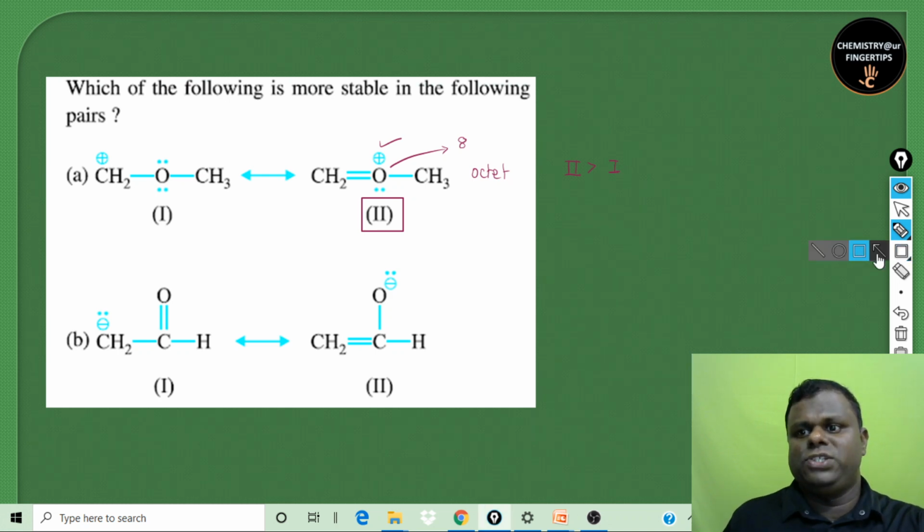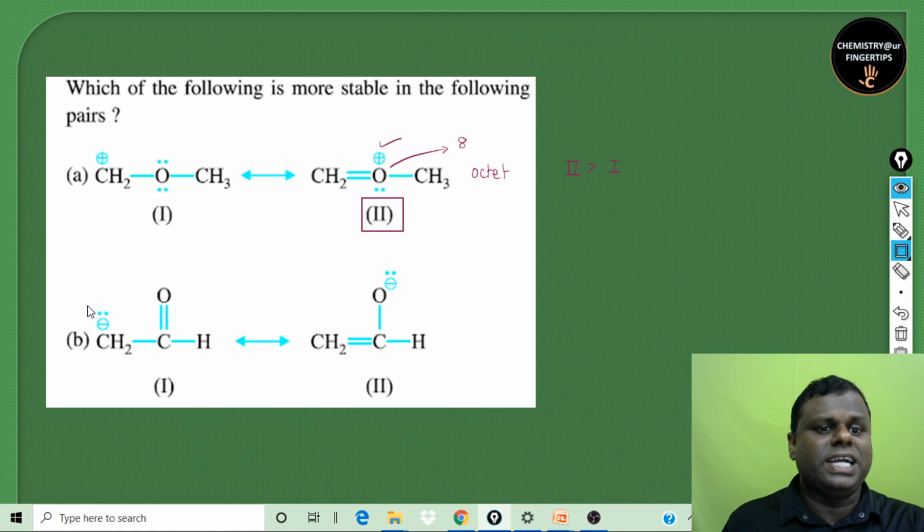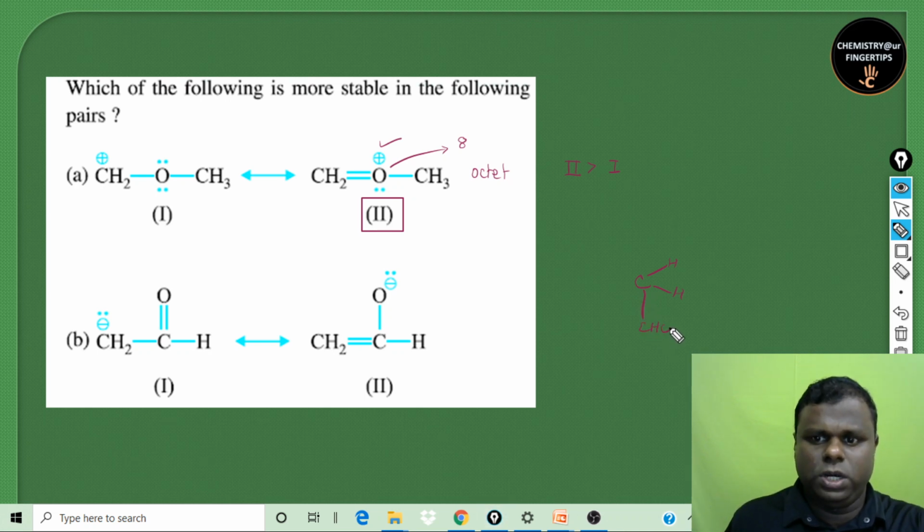Now let's talk about this molecule. Here there is a carbanion. Let's talk about the carbanion a little bit. Let's say you have this hydrogen over here, and this is connected to CHO. That makes a total of 6 electrons, and then you have the lone pair with a negative charge.